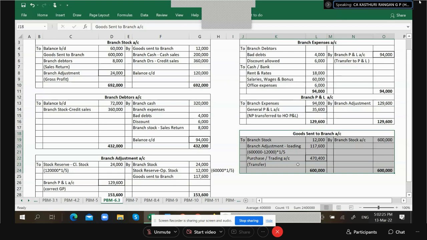So therefore, if you prepare GSB account, after you have made all the entries, there will definitely be a balance. That balance should be transferred to purchase account if the company is a trading concern, trading account if the company is a manufacturing concern. But if in the problem we are not clear whether it is a trading or manufacturing concern, we put a general entry, GSB account debit to purchase/trading. That's all. So friends, this is how we are supposed to prepare the branch stock account, debtors account, adjustment account, everything under stock and debtors method.